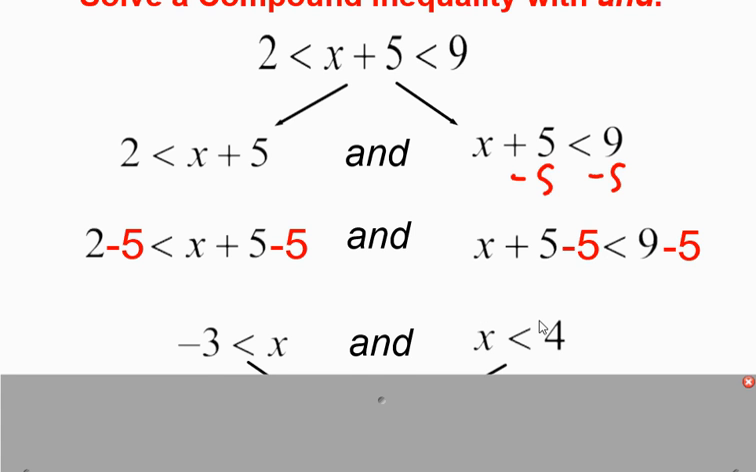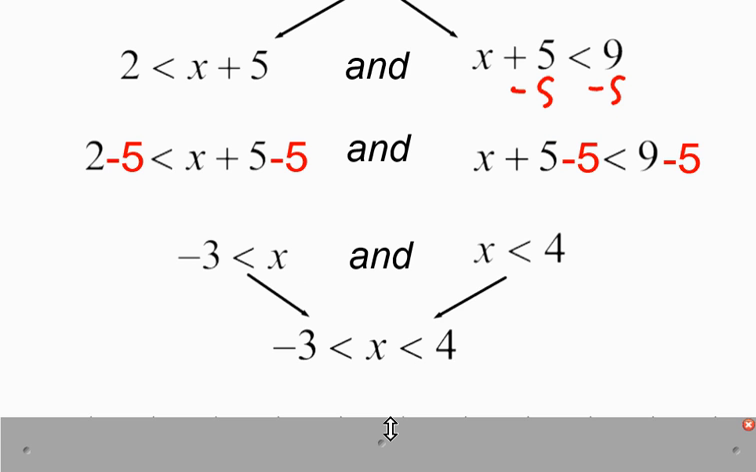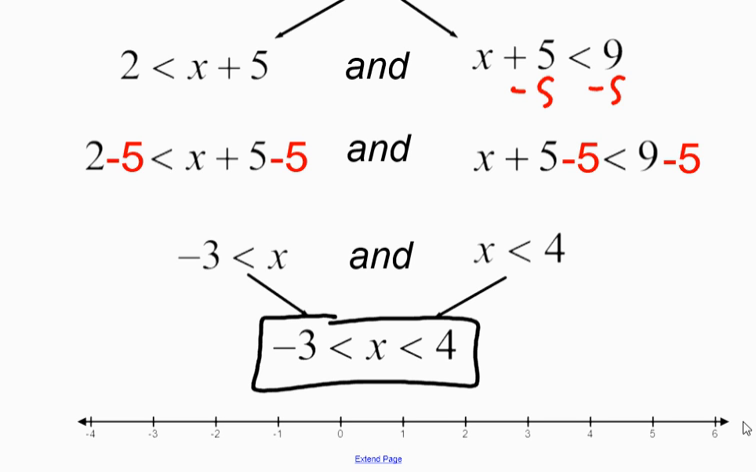I end up with x is less than 4. Now I have that negative 3 is less than x and x is less than 4, so I can put that back together and say my final answer is that x needs to be any number in between negative 3 and 4. I can't pick negative 3 and 4 because those are not equal to statements. How can I always check? I can always check by picking a value and substituting in. What's a nice, easy number to check in between negative 3 and 4?